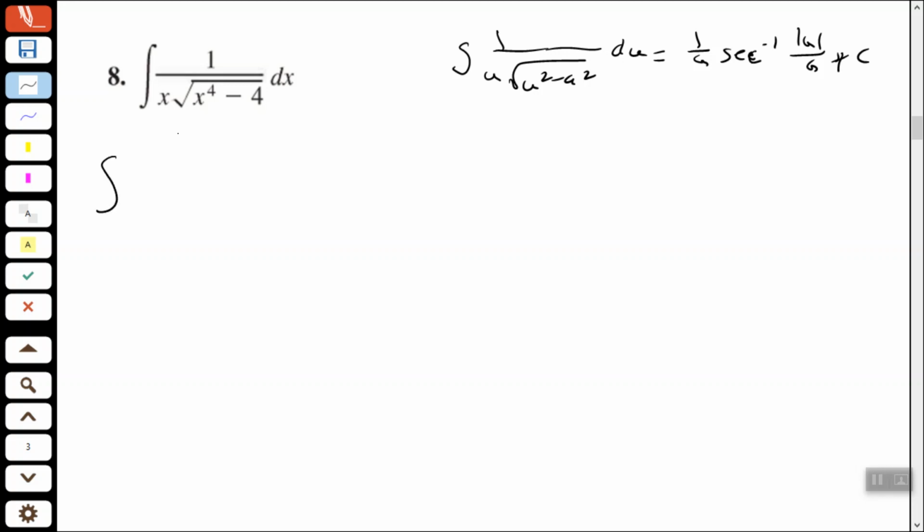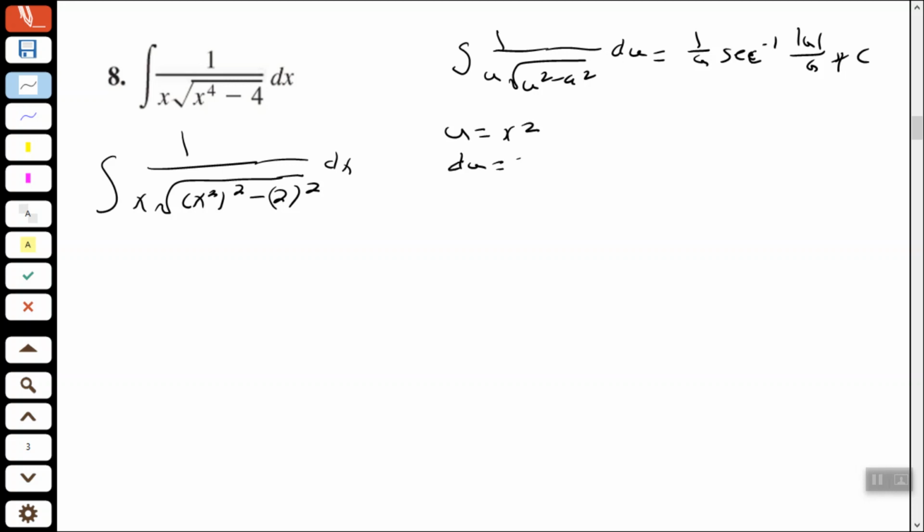All right, so let's go ahead and rewrite this as x squared squared minus 2 squared dx. And looks like for du, let's let u equal x squared and du equals 2x dx. Okay, so again, we need these two to match up. So to solve for this 1 dx, we have 1 over 2x du equals 1 dx, if I divide both sides by 2x.